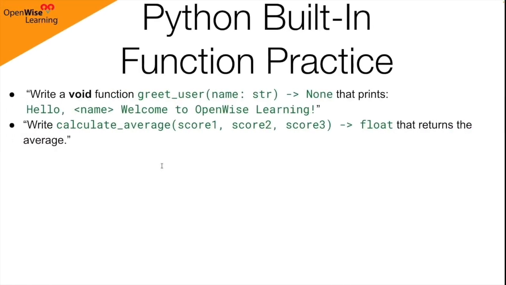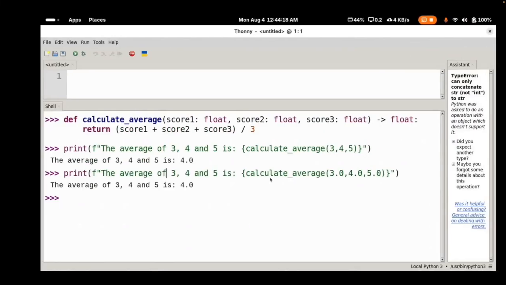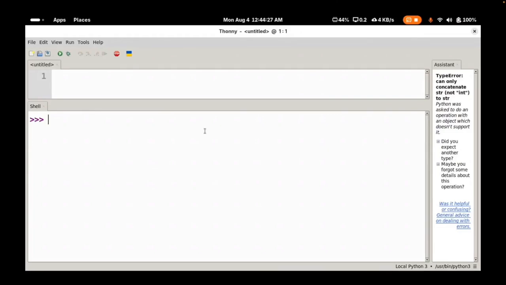All right, next, num1, num2, num3. Print the largest number using the max built-in function. Now you might need to go and look up how the max function works, and that's fine. Programmers look up things all the time. So you do a Google search, or you can look at one of the cheat sheets that we provided to you. Take a moment to do that. Pause the video.